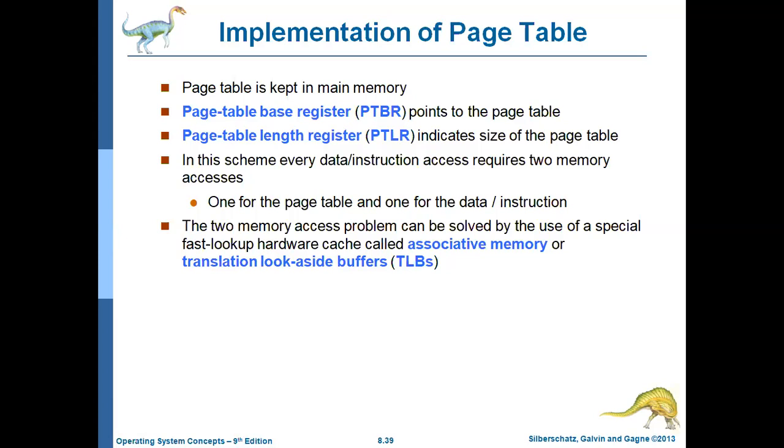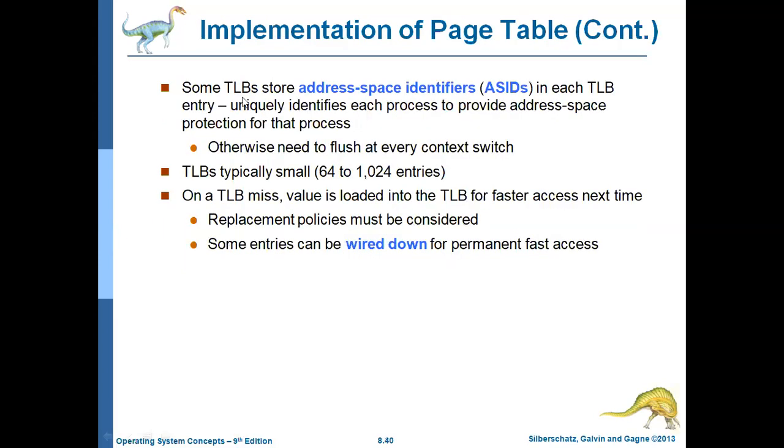The two memory access problem can be solved by the use of special lookup hardware, called translation look-aside buffers, or sometimes associative memory. We'll come across what this is. Usually TLBs store address space identifiers in each TLB entry, which uniquely identify each process to provide address space protection for that particular process. Whenever you are mapping any logical address to a physical address, your page table plays a very important role there. Then how page table allocation is done.